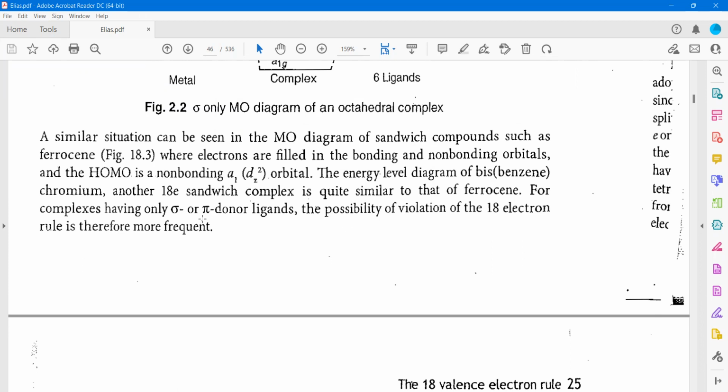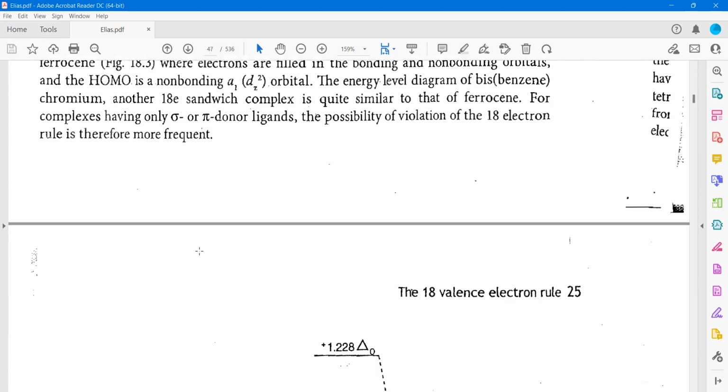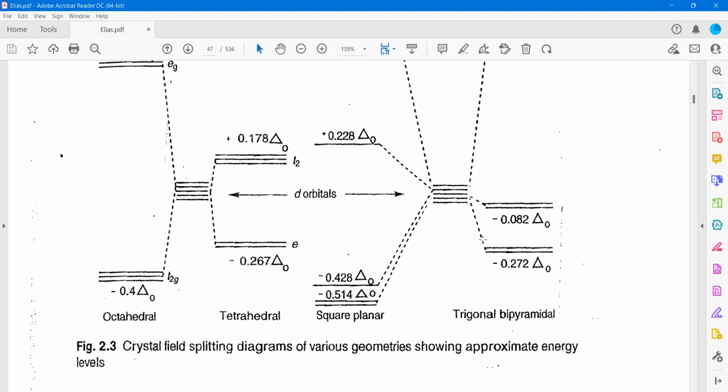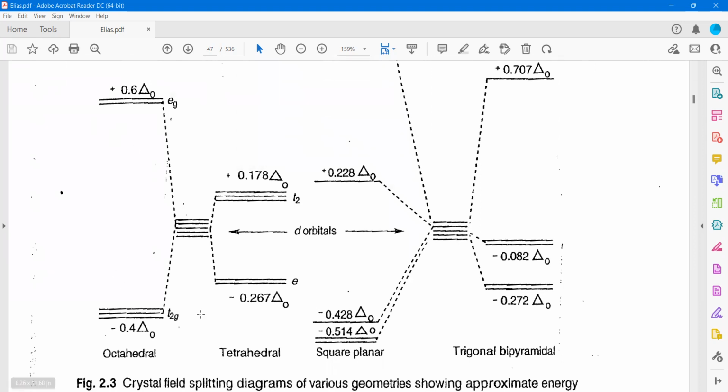For complexes having pi or sigma donor ligands, the possibility of violation of the 18 electron rule is therefore more frequent. But for pi acceptors, it is not, right? We already saw. So this is the crystal field splitting diagram of various geometries showing approximate energy levels. For the octahedral, we know it is T2g and Eg, and it is very much stable. That is why we say octahedral complexes are very stable, because this crystal field splitting energy is very large.